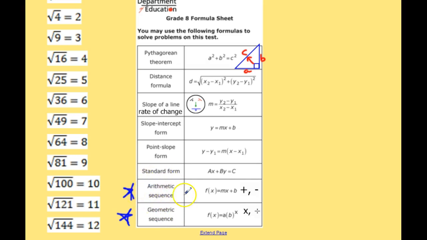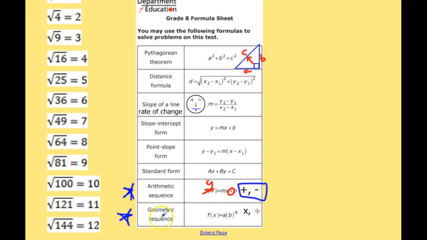Arithmetic sequences have to do with adding and subtracting, because if you look at our equation right here, it's in the form technically y equals mx plus b, because f of x is a fancy way of saying y. Our pattern, we're doing the same thing over and over again by adding or subtracting. It also helps you here to see that there's a plus. It could be a plus b or a minus b.